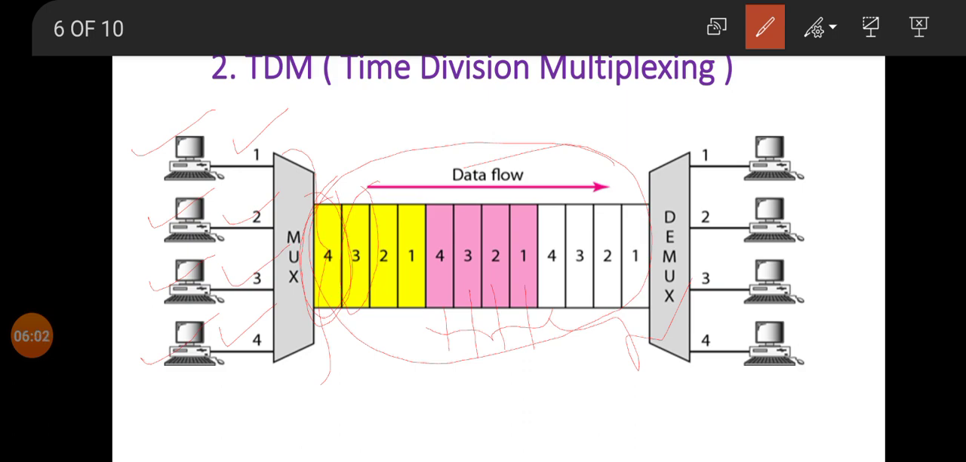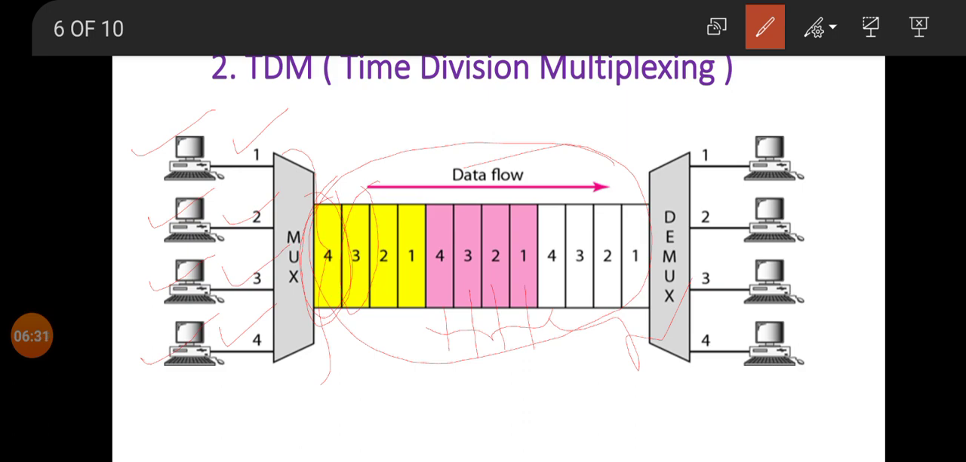TV channels and advertisements use the entire bandwidth of the channel but for a specific time. Means first the program gets telecast and then the advertisement, and again program and again advertisement, and so on. Understood? Okay, then TDM uses which type of signals? TDM uses analog signal and digital signal, both.